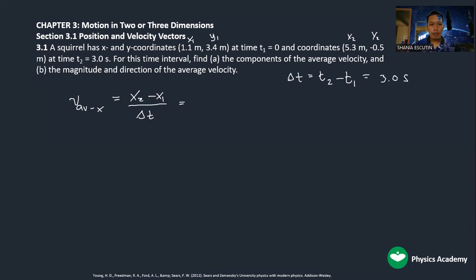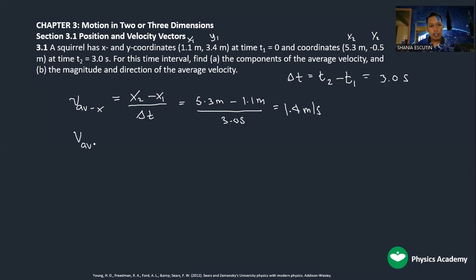For our position, x2 is 5.3 meters minus x1, 1.1 meters. We divide this by 3.0 seconds. Let's use our calculator. 5.3 minus 1.1 divided by 3. So this is equal to 1.4 meters per second. That's our velocity along the x-axis, because we are now in two dimensions.